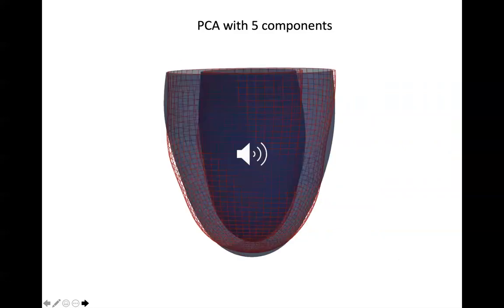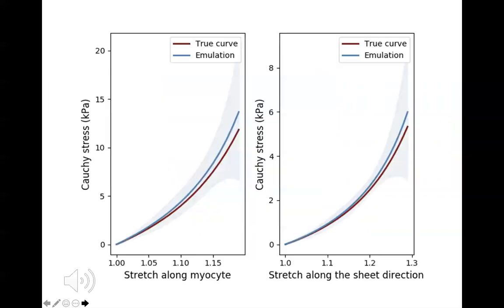And here's another example of the same for a different subject from the population. Let's now look at the stretch stress curves again for 2 different stretch directions. As before, we compare the stretch stress curve obtained from the original simulator, shown in red and called true curve, with the stretch stress curve from the emulator, shown in blue.